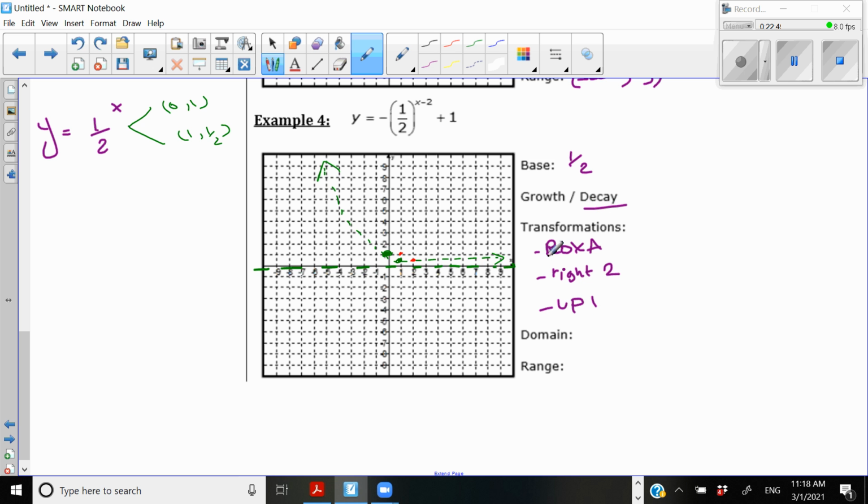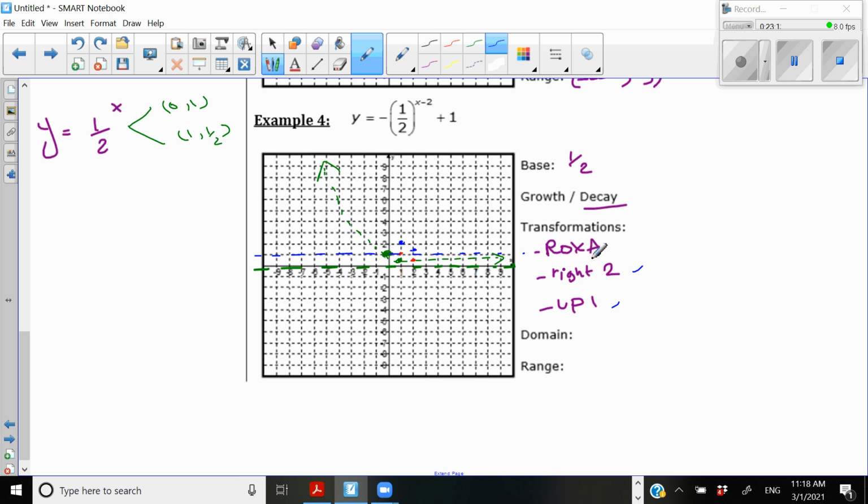But if I move up 1, what happens? Then these 2 points are going to be moved up 1. Let's draw with another color. Up 1 here, and this one will also be up 1 somewhere like here. Then the asymptote also is going to be moved up. So this is the new asymptote now. So we did these 2.